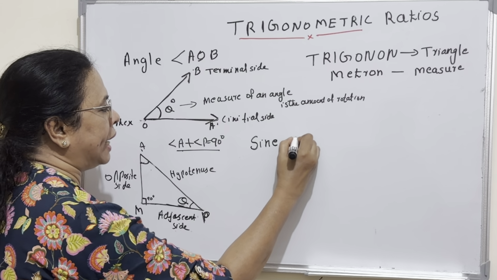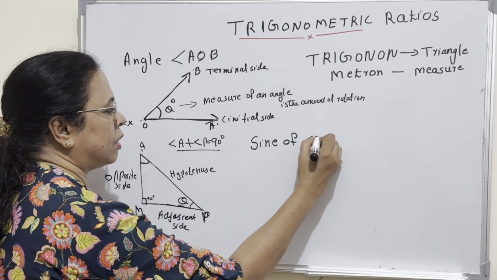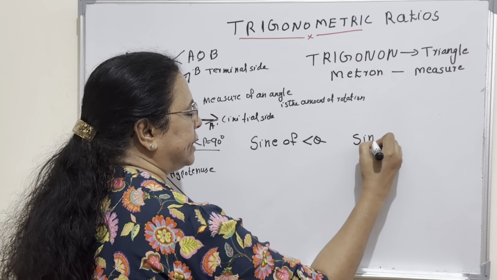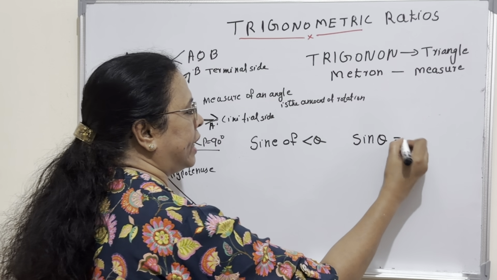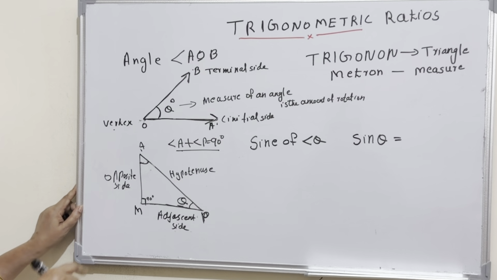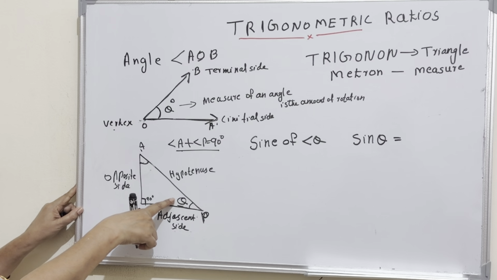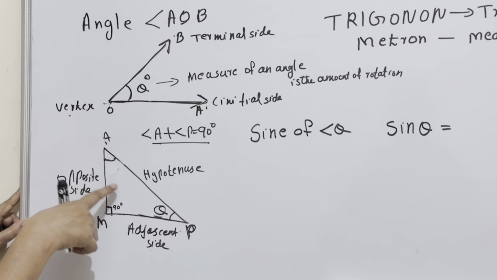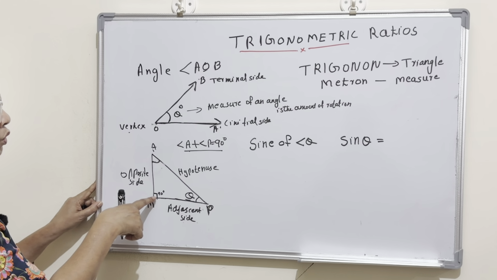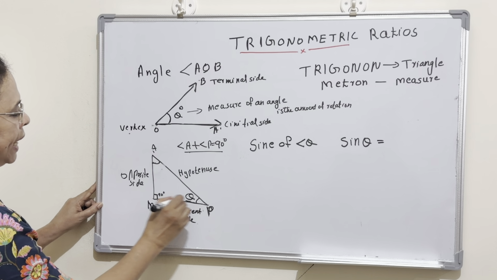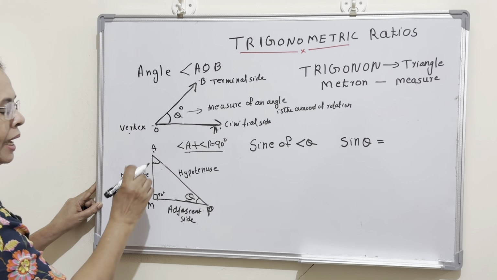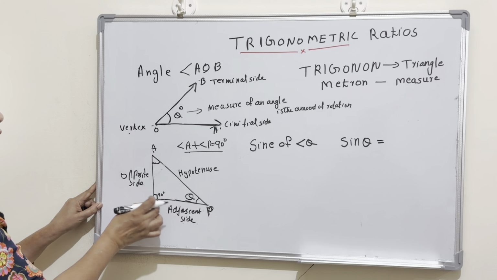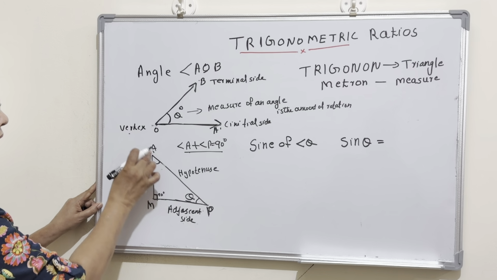Sine of angle theta. We can shortly say sine theta. This is the first trigonometric ratio. If you consider angle theta, we are making angle theta using the edges, this side MP and AP. In a right angle triangle, this angle P we can make using MP and AP.